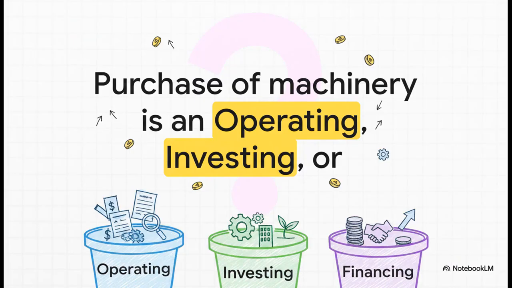All right, time for a quick quiz. Let's see if you're paying attention. A company purchases new machinery. Which bucket does this go into? Operating, investing, or financing? Come on, think. It's a long-term asset. It's for future growth. So, yes, you got it. It's an investing activity. Brilliant job.